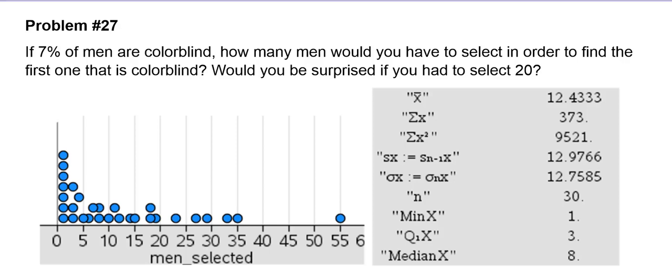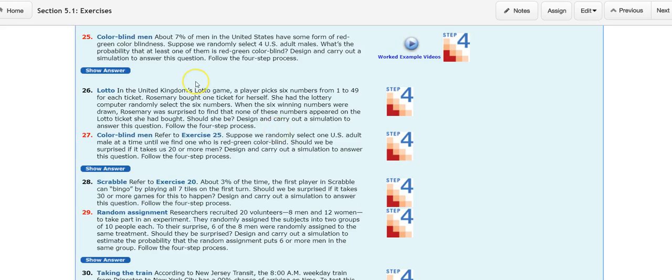There seems to be a lot of confusion about how to interpret the graph after doing a simulation. So I want to go back and revisit problem number 27, which we did for homework earlier. Problem number 27 was about colorblind men. It said about 7% of men in the United States have some form of red-green color blindness. That's problem 25. Then problem 27 refers back to exercise 25 and says, suppose we randomly select one U.S. adult male at a time until we find one who is red-green colorblind.